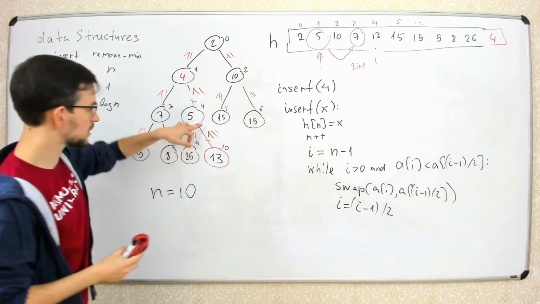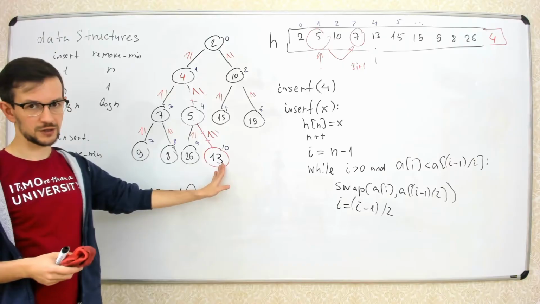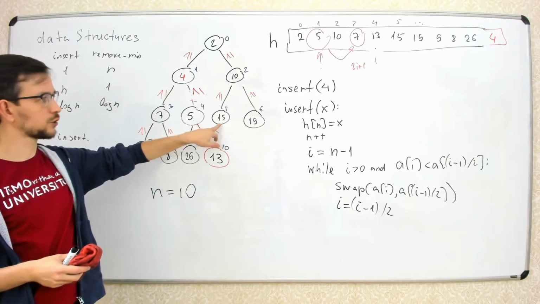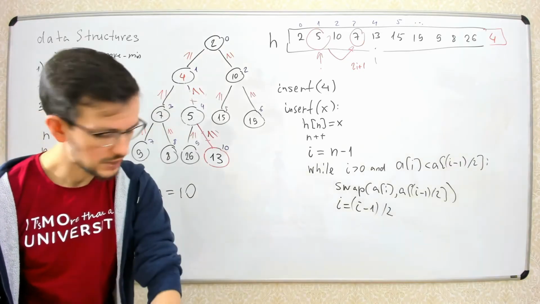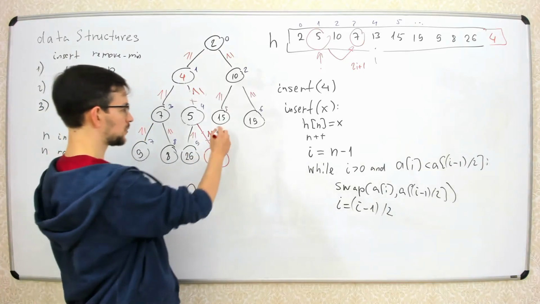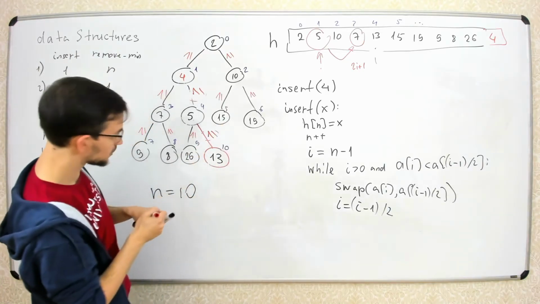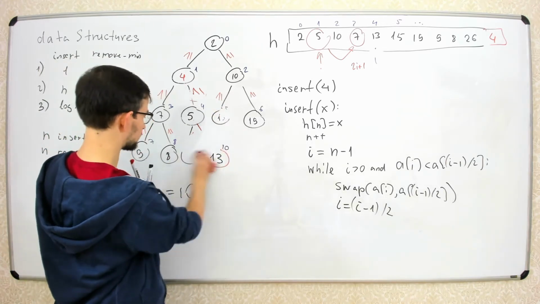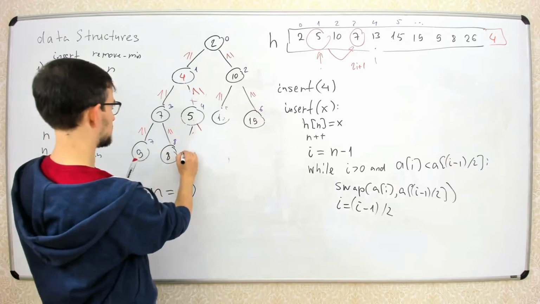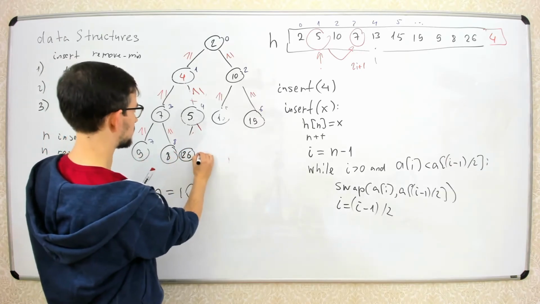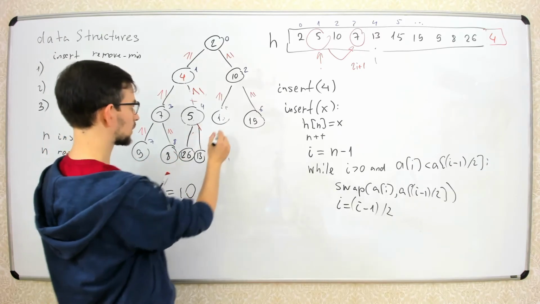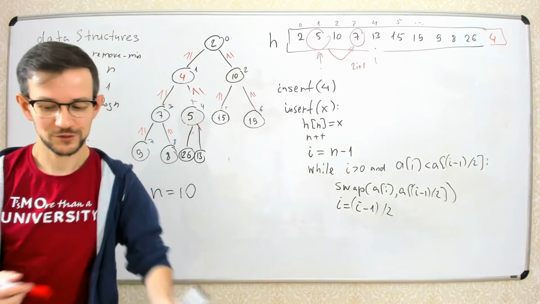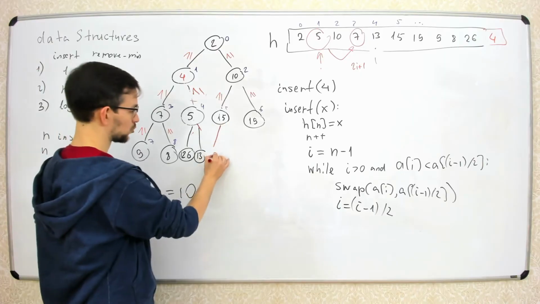So the new element must be the next element in the last layer. The next element will be the left child of this 15. So we insert the new element here. It's not enough room here, so let's just move to the left. 26. Okay. So let's insert one more element, like 2, here.